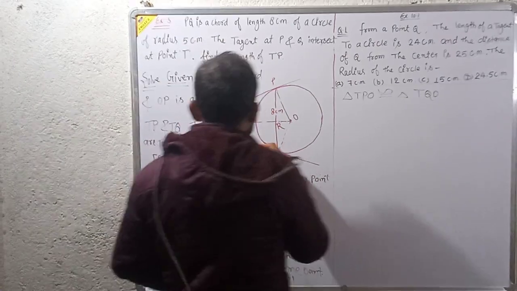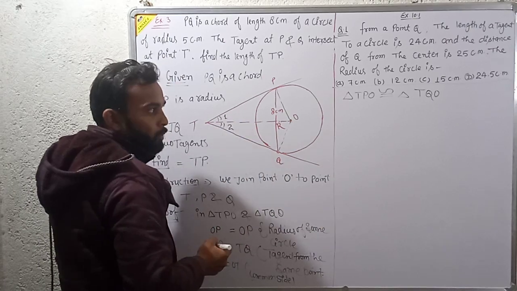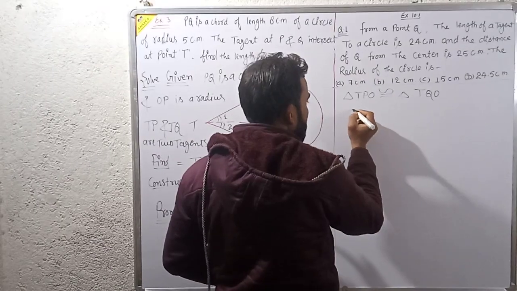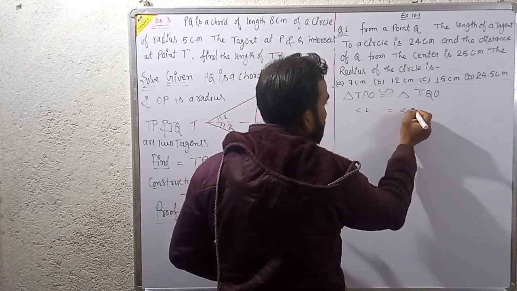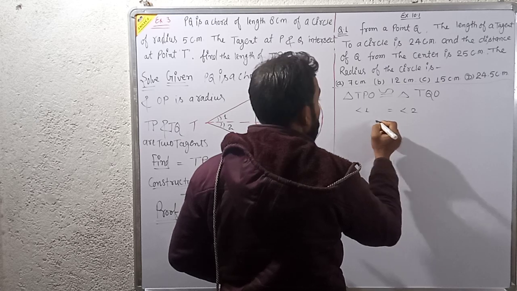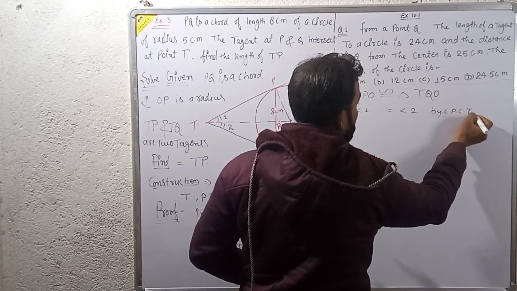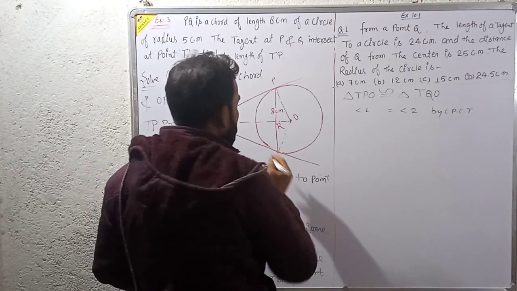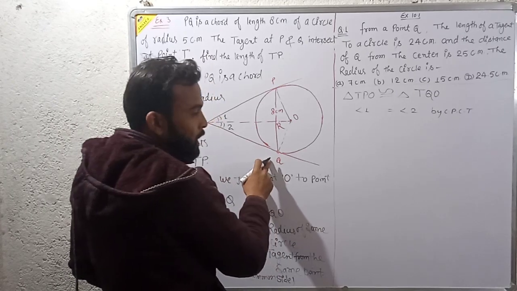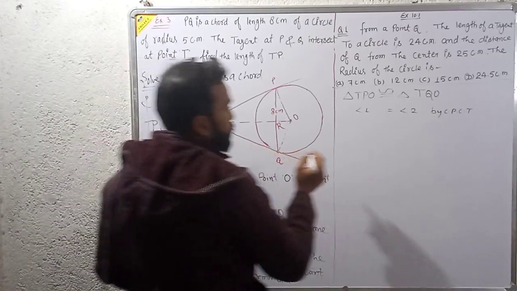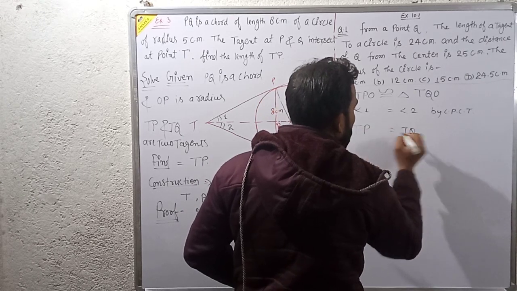So this angle 1 is equal to this angle 2. So we can say that angle 1 is equal to angle 2 by CPCT. And it is also given TP and TQ are two tangents from the same point, so TP is equal to TQ. Clear?